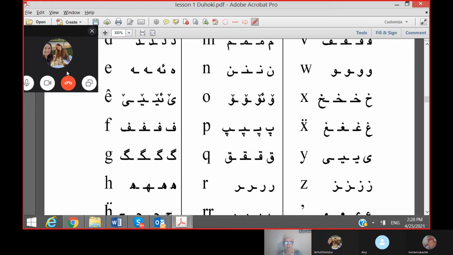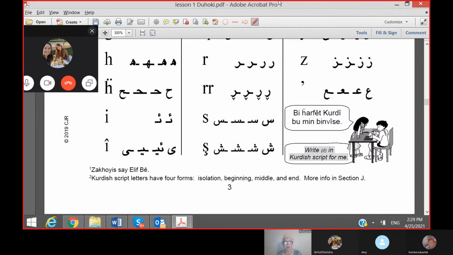Now the letter E by itself does change from time to time. Sometimes it's eh. The E with a hat on it is A. Then you have G.